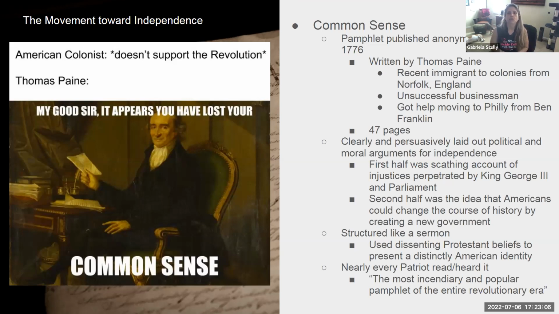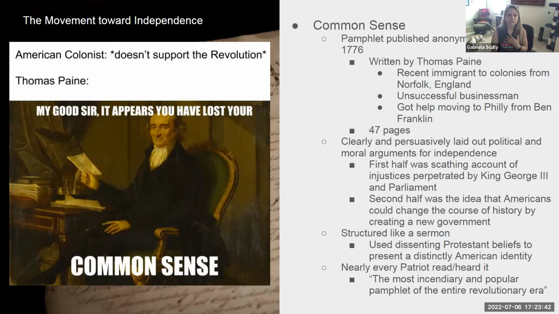So Thomas Paine writes a pamphlet called Common Sense. It's published anonymously, but we find out later that it was written by Thomas Paine, who was a patriot. He was a recent immigrant, though, so he has that sort of English perspective. He's not somebody who was born in the Americas with parents born in the Americas. He is an unsuccessful businessman until Ben Franklin is like, hey, come down to Philly and I'll help you get set up. And then he writes this pamphlet.